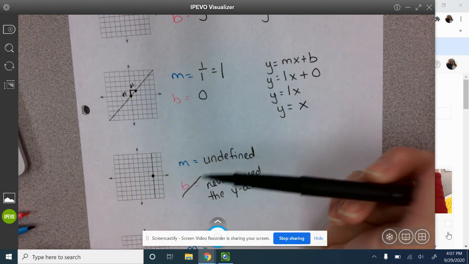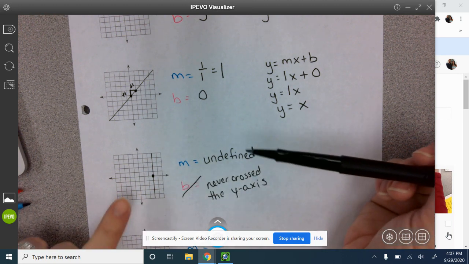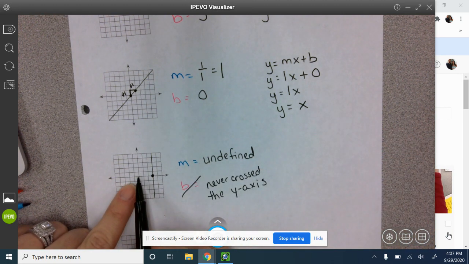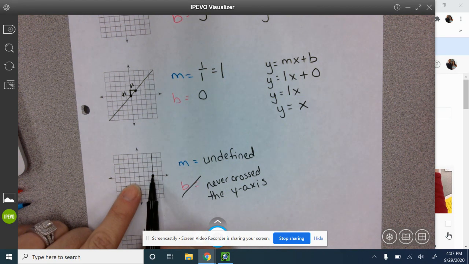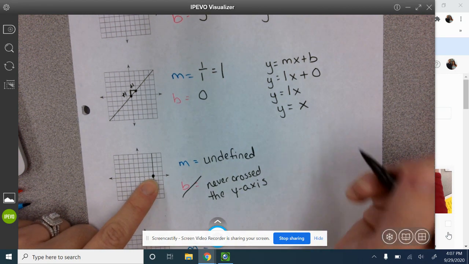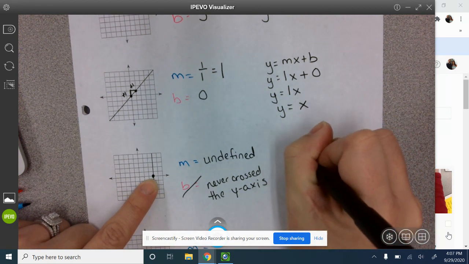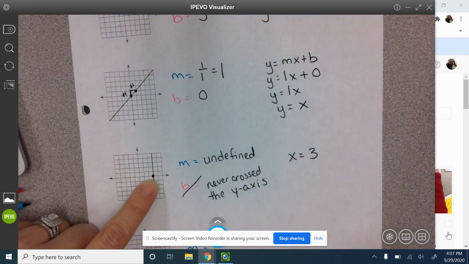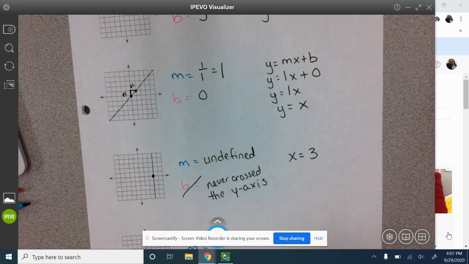So remember, a vertical line, a line that is undefined, you're going to count. I go over 1, 2, 3, and then you use x equals to make that equation. So it is x equals 3 is your equation for the graph of that line.